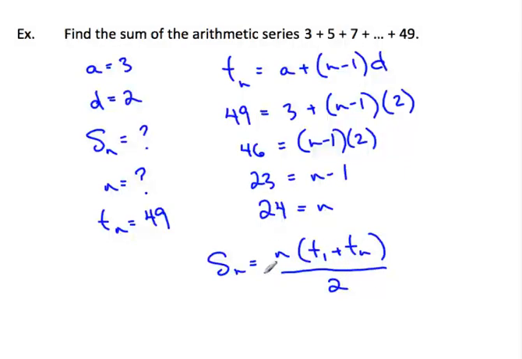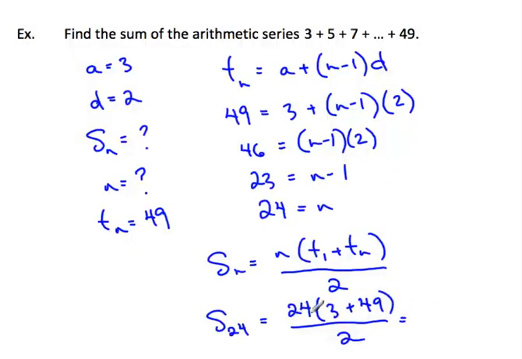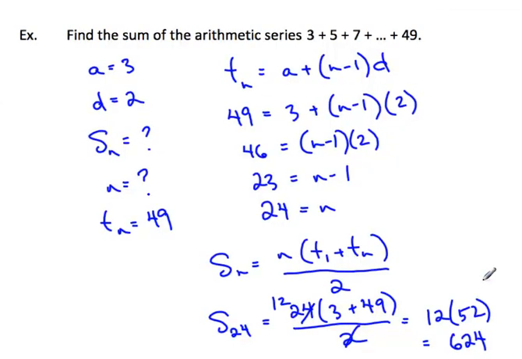We could use the other formula. This one will be a little simpler. So now we know that we're looking for S sub 24, and that's equal to 24 times the first term, 3, plus the last term, 49, divided by 2. So that's 24 divided by 2 is 12 times 3 plus 49 is 52. And multiplying those together, we get 624. So the sum of that series is going to be 624. So that's an introduction to arithmetic series.